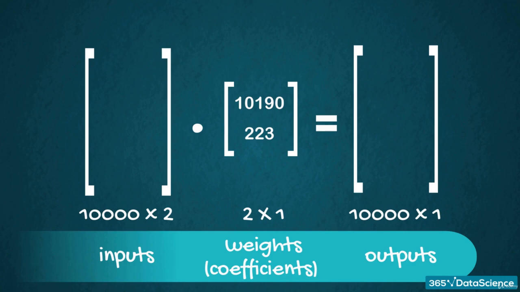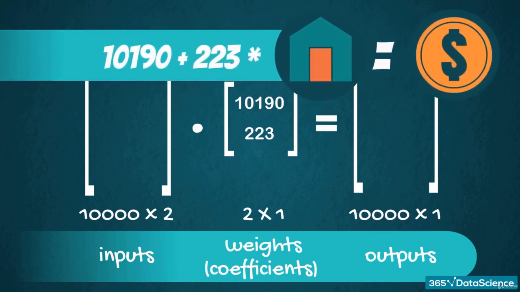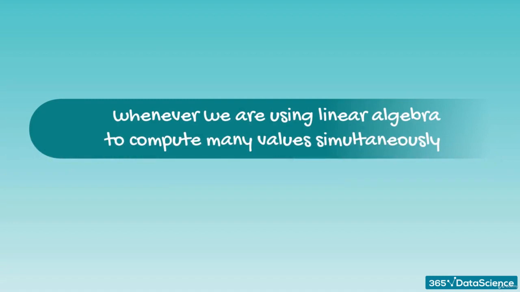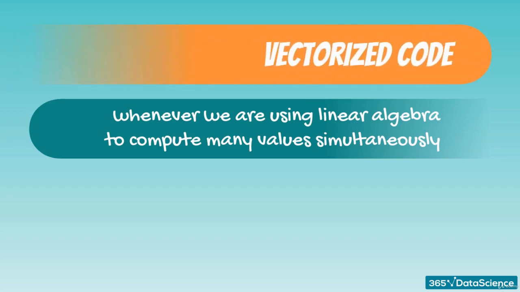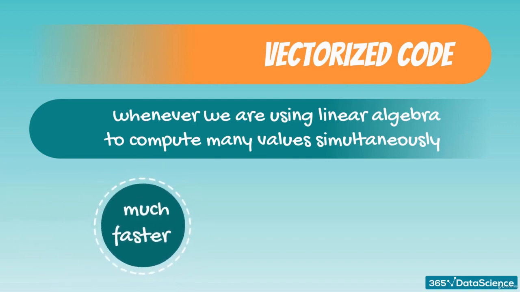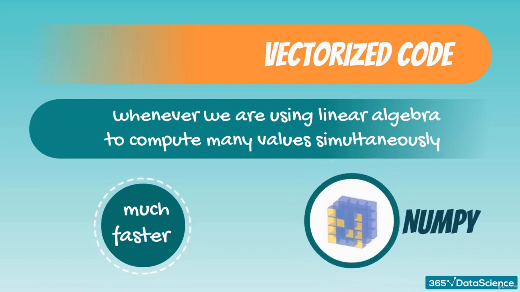This shows us that no matter the number of inputs, we will get just as many outputs. Moreover, the equation doesn't change, as it only contains the two coefficients, 10,190 and 223. This concept will turn quite helpful in your machine learning studies later on. All right, so whenever we are using linear algebra to compute many values simultaneously, we call this array programming or vectorizing code. It is important to stress that array programming is much faster. There are libraries such as NumPy that are optimized for performing this kind of operations, which greatly increases the computational efficiency of our code.